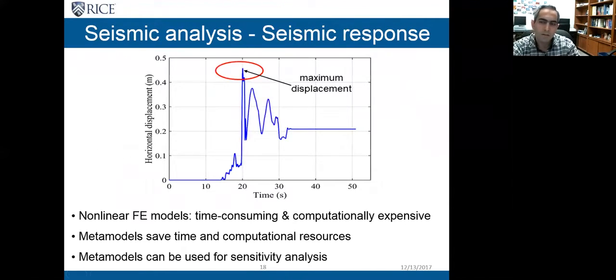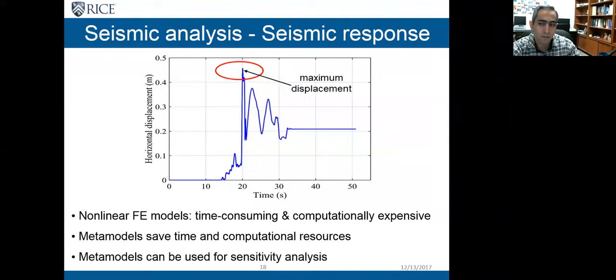After validating the finite element model, we used that for the probabilistic analysis, and analyzed the finite element models, which gave us time histories of different responses. In this study, I'm interested in the rocking response and the horizontal displacements, and specifically the maximum values. So this figure shows the time history response from one of my analyses, and the value that I'm interested in is the maximum value.